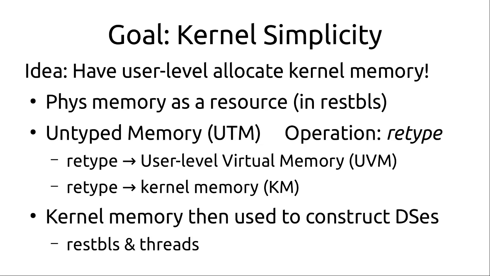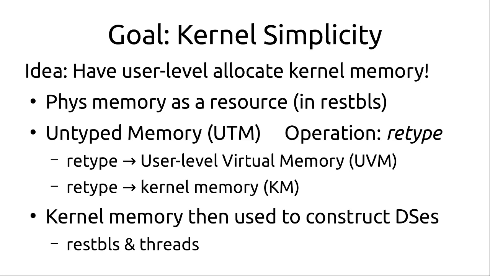Okay, so what do we do? First, we think about physical memory as a resource. What that means is that physical memory is somehow either tracked in page tables in Composite, but in a way that is inaccessible to user level, or in the capability tables in a system like seL4. And then we think of this physical memory as something called untyped memory, which I'll call UTM. Untyped memory does not have many operations that you can perform on it. Certainly you cannot load and store to it. You can't really do anything except retype it.